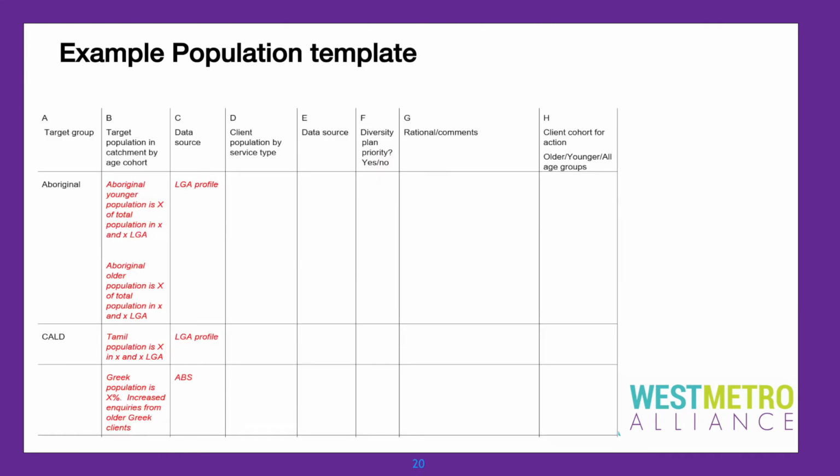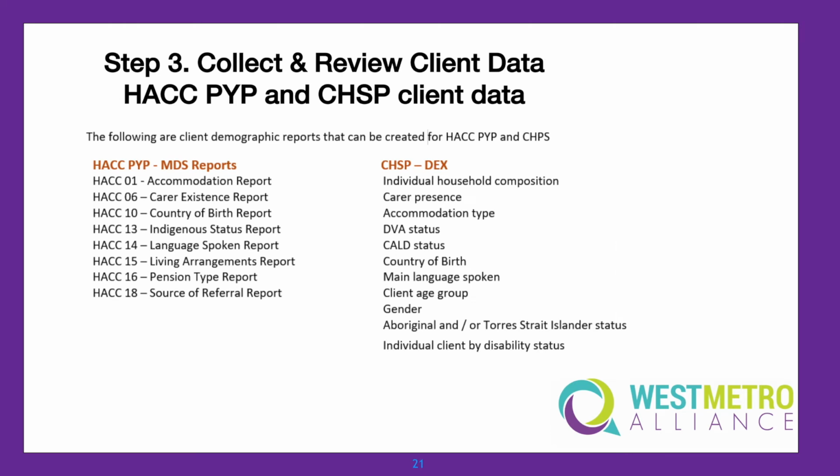So here's an example of the population template, and some of the wording you might want to use to fill it out. Here we have an example of the HACC-PYP and CHSP client data. I guess the next step is that we want to use internal data to compare with the external data to see where the gap is.